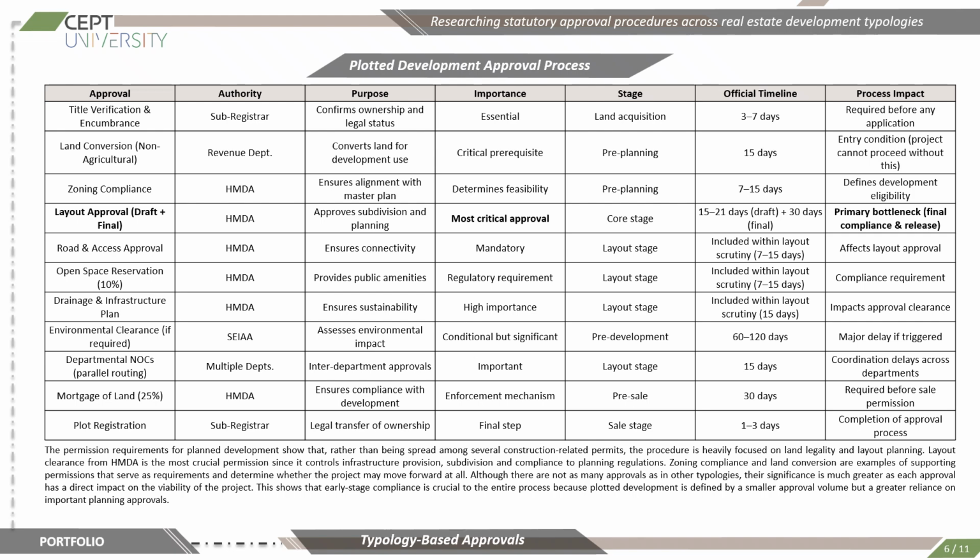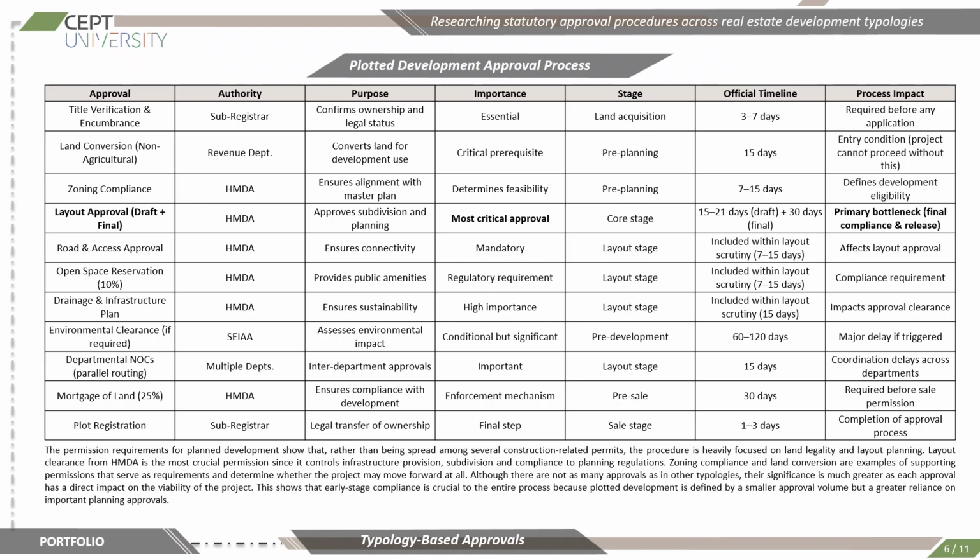Plotted development approval process. This slide explains the approval structure for plotted developments and highlights how these projects are primarily driven by land legality, planning compliance, and different layout approvals. The process begins with title verification and encumbrance checks to confirm legal ownership and identify any problems or challenges associated with that particular land. The next stage is land conversion, where agricultural land is converted into non-agricultural land and different commercial lands are converted into residential lands.